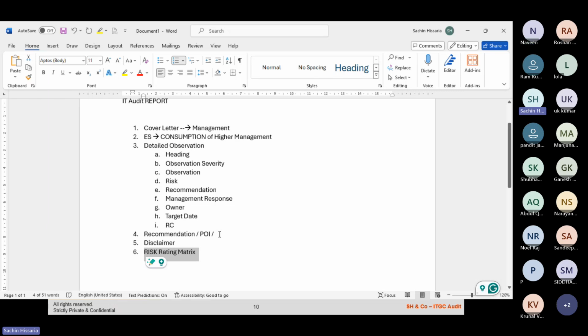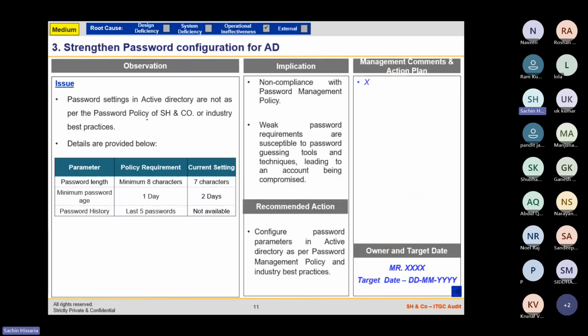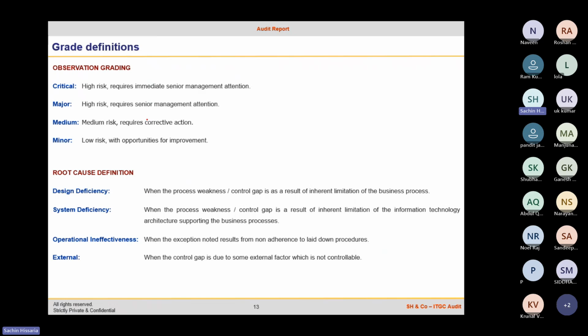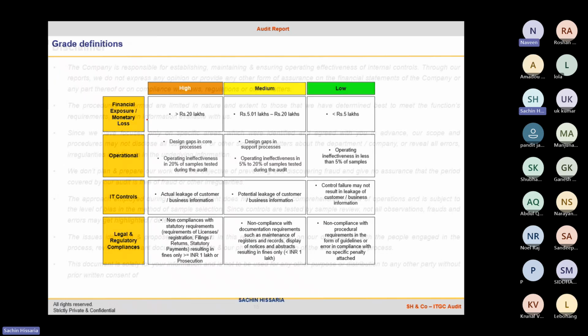Okay, guys. So this is about the IT audit report format. This is how it looks in real life. As you can see here, these are some of the observations. Then this is my risk rating metrics, and this is my disclaimers.